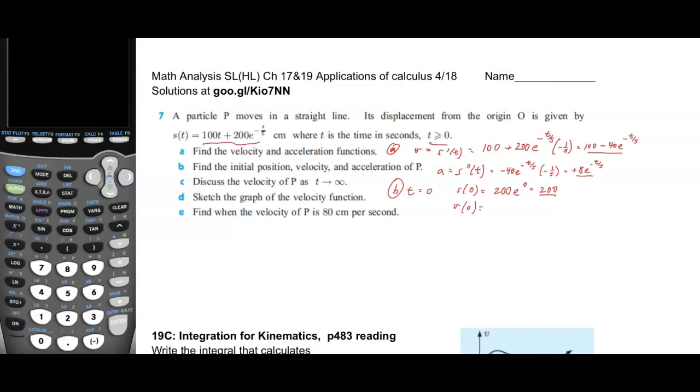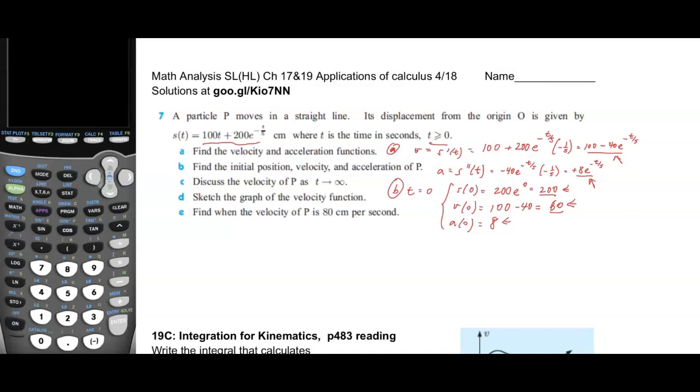V of 0 is, we're just going to put 0 into here, so 100 just stays 100, minus 40 e to the 0, which would be minus 40, 60. So the velocity is positive 60. And acceleration function would be, I'm going to put 0 into here, so it would be 8 e to the 0, which is just 8. So that is the initial conditions of position, velocity, and acceleration. So it is located on the right side of the origin, it is moving to the right, and the acceleration is also to the right initially.